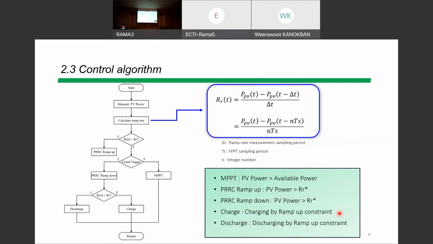Control algorithm for calculating the ramp rate. To calculate the ramp rate, we use this equation. After we have the ramp rate value, in case the ramp rate is higher than the limit, the controller operates in PRRC ramp up mode. Of course, there is a critical case before a sudden drop in solar radiation. In that case, the converter will operate in PRRC ramp down mode. If the ramp rate or ramp down exceeds the limit, the FPV operates with BESS in discharge mode. On the other hand, BESS operates in charging mode, and MPPT mode works in normal operation.